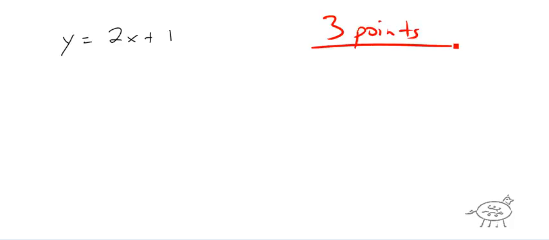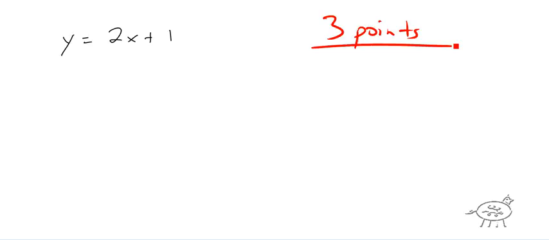Let's start out with a nice little friendly problem: y equals 2x plus 1. This is the deal. I'm going to put this in red. I want 3 points. When I ask you to plot the points, I want 3 points. You might ask, why 3? Well, you definitely need 2, because you have to plot one point and then go to the other point.